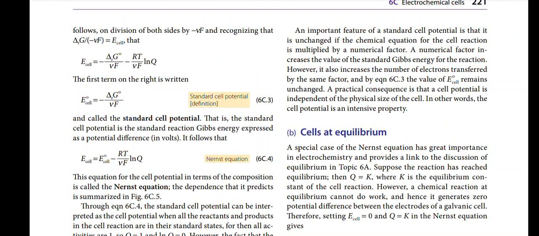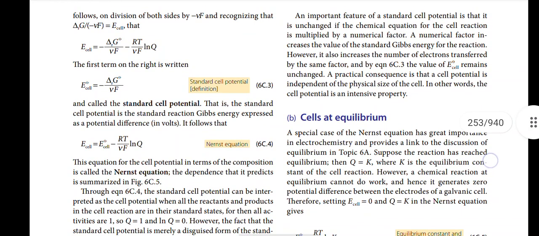That is, the standard cell potential is the standard reaction Gibbs energy expressed as a potential difference in volts. It follows that E_cell = E°_cell − (RT/νF) ln Q. This equation for the cell potential in terms of the composition is called the Nernst equation. The dependence that it predicts is summarized in figure 6C.5.